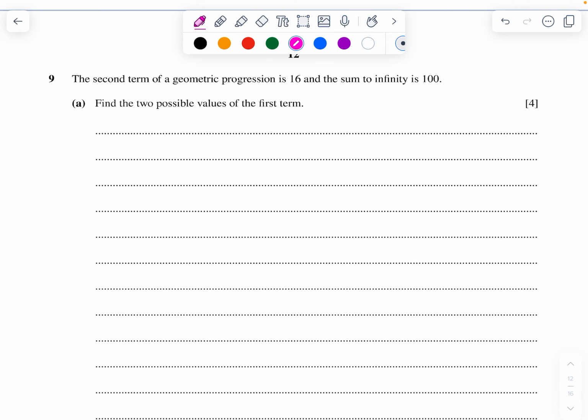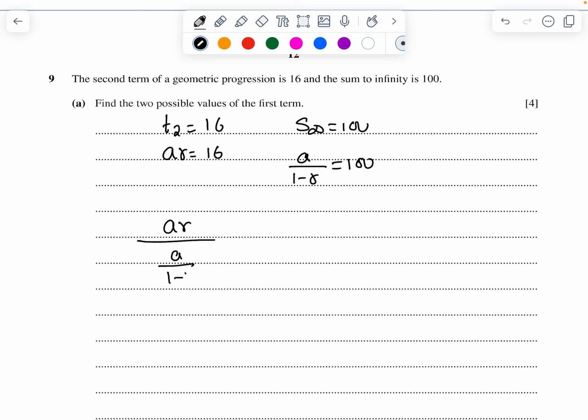Question number 9. The second term of a geometric progression is 16 and sum to infinity. So T2 equals 16 means AR equals 16. Sum to infinity is 100, A upon 1 minus R equals 100. So now find the two possible values of the first term. So divide both: AR upon A upon 1 minus R equals 16 upon 100. A and A get cancelled. R times 1 minus R equals 4 upon 25.